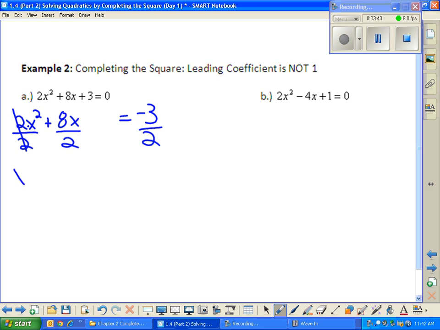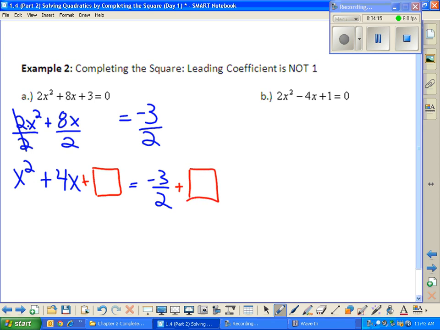So we get 1x squared, which we usually just write as x squared, plus 8x over 2. 8 over 2 reduces to 4. So that term turns into 4x. And then I have negative 3 over 2 on the right-hand side. So now it's a problem just like the other ones that we did, even on our homework last night. So now I need to figure out what number do I add on to both sides to make the left side a perfect square trinomial.